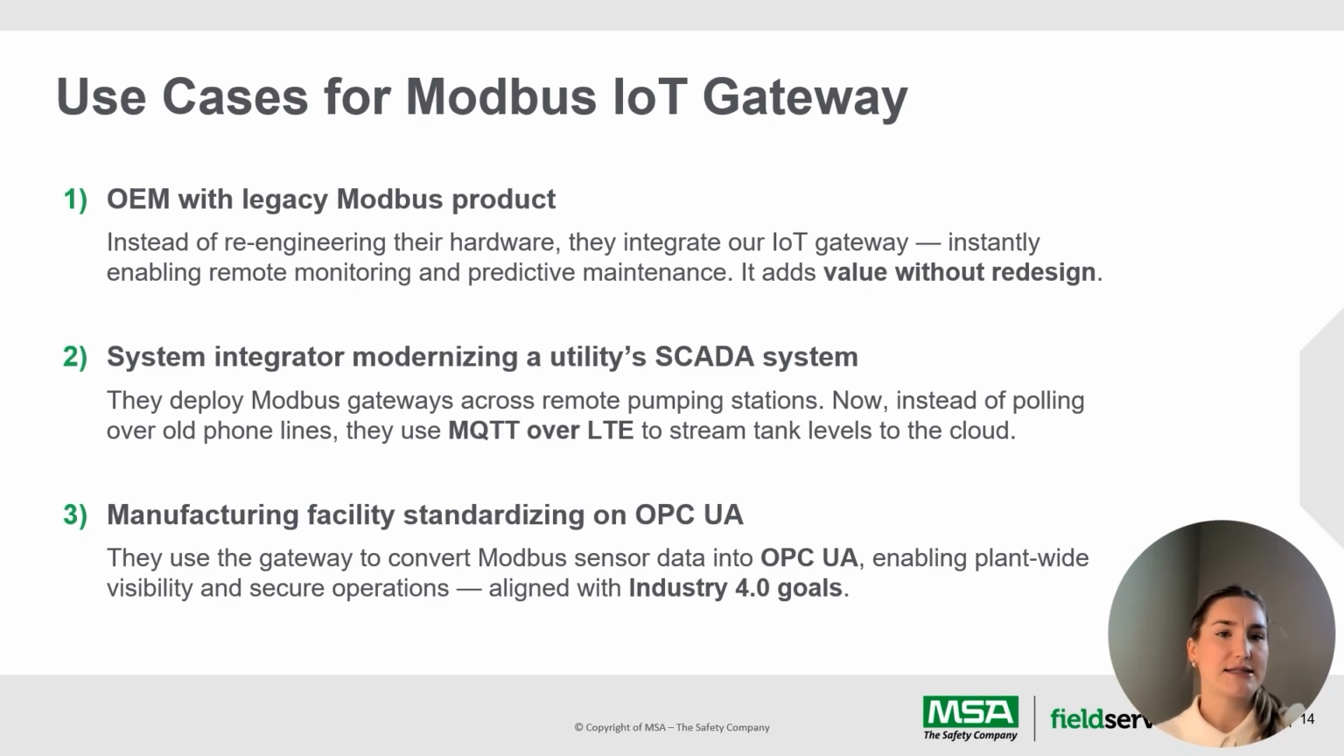Lastly, let's say we are looking at a manufacturing facility going through digital transformation. They're moving toward Industry 4.0 and standardizing on OPC UA, but many subsystems still use Modbus. Instead of replacing everything, they used our gateway to convert Modbus data to OPC UA, enriching it with data models and securing it with certificates. Now they have a unified, secure view across their entire plant without disrupting production.